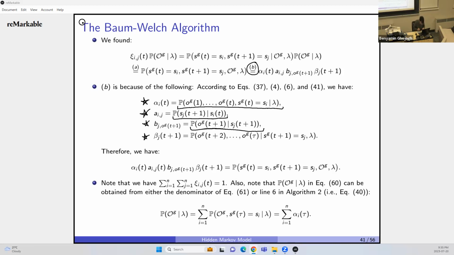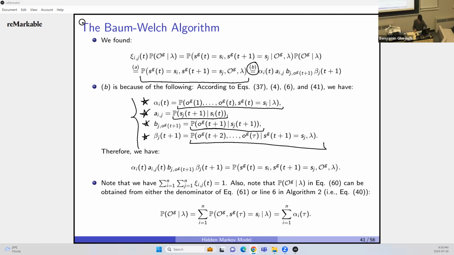What is the beta j t+1? We had it. It's the probability of all of the observations from t+2 until tau, given that at time t+1 we are in Sj and the hidden Markov model. Now, if you multiply all of these terms, this is exactly what we want. This is the joint probability, right?